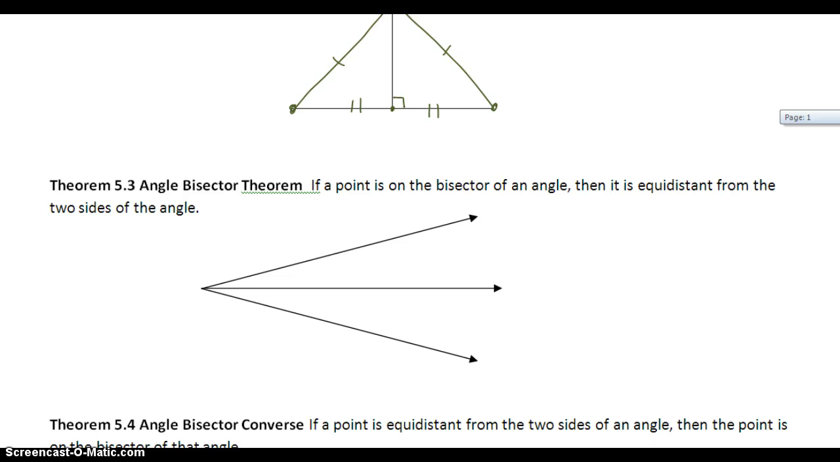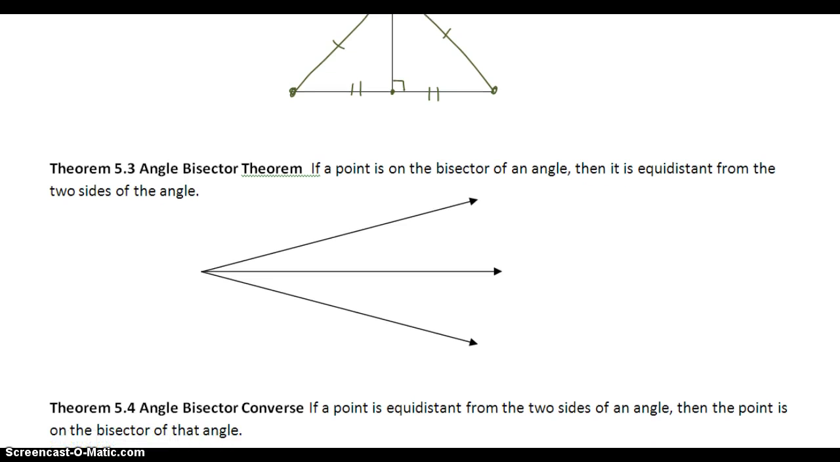The angle bisector theorem. If a point is on the bisector of an angle, well, if we have the bisector of an angle, we know by definition that these two angles are congruent. So that is one piece of information that we know is true. Then it is equidistant from the two sides of the angle.